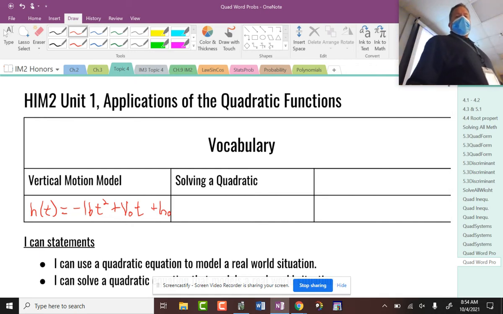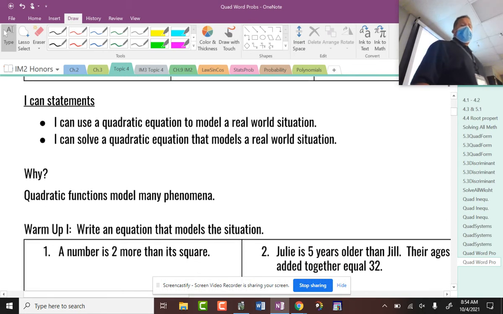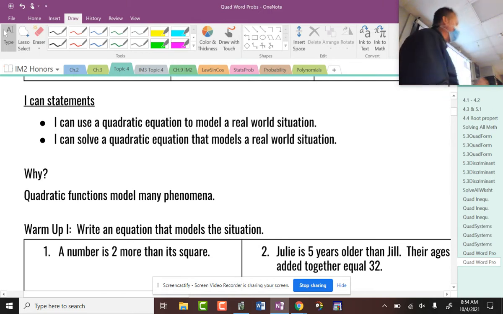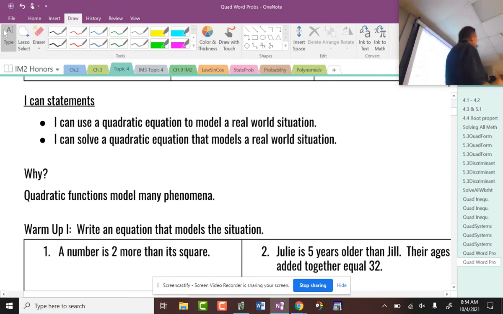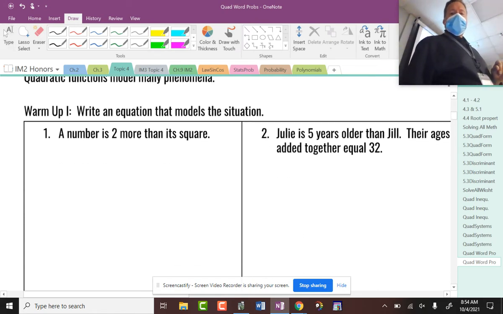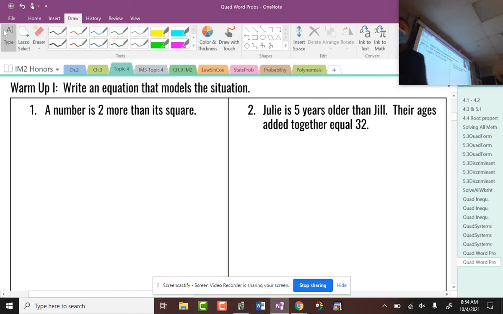Okay, and then solving quadratics, we just got some other situations that happen that are common. Okay, so Mrs. Masola likes doing I can statements. We were supposed to do that back in the day. I don't think students could care less about that, but that's what we're going to do. Quadratic real-world situation in both ways. All right, so here's the first couple questions. Go ahead and write those down.